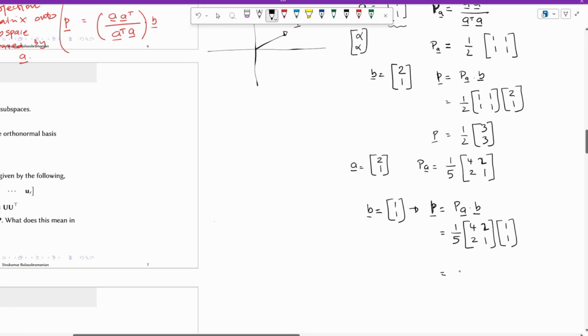What will you get? The first element is 2 times the second element. It has to be like that because here our original vector is 2, 1. All the vectors in this subspace spanned by A will be 2 alpha, alpha.